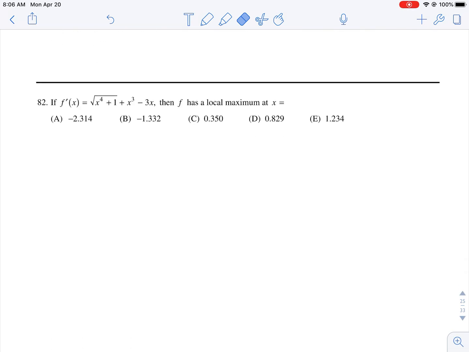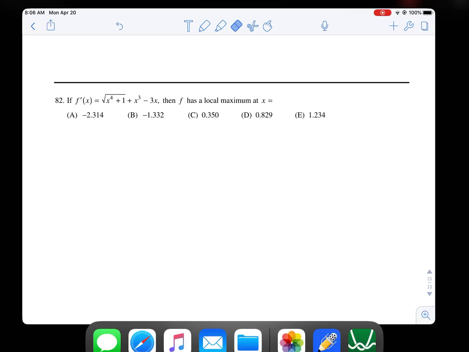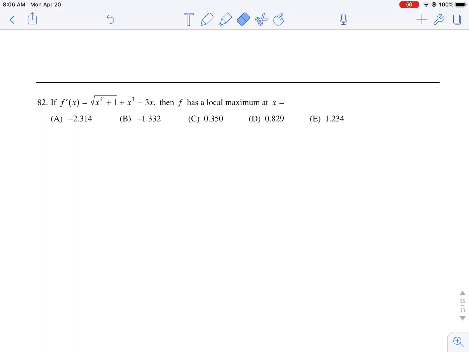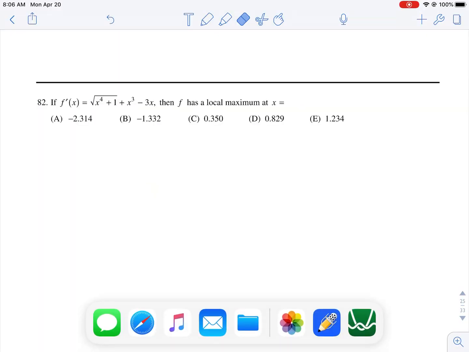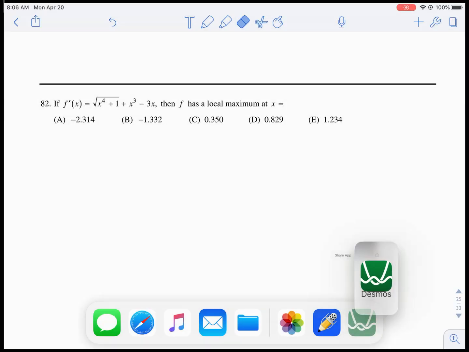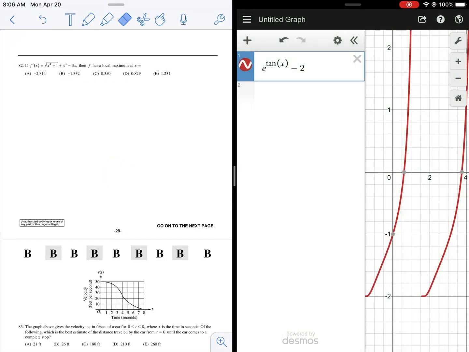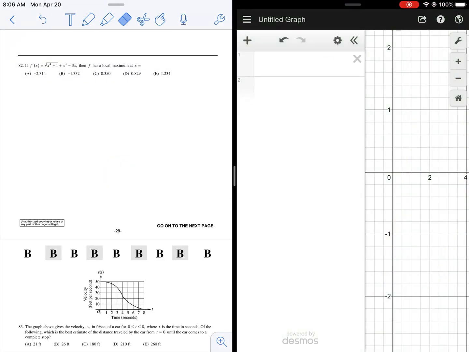82, we've got f prime. If that's f prime, then f has a local maximum. So remember, maximums on the graph of f prime are where it crosses the x-axis from above to below. So from a positive slope to a negative slope. So let's see if we can find that here.